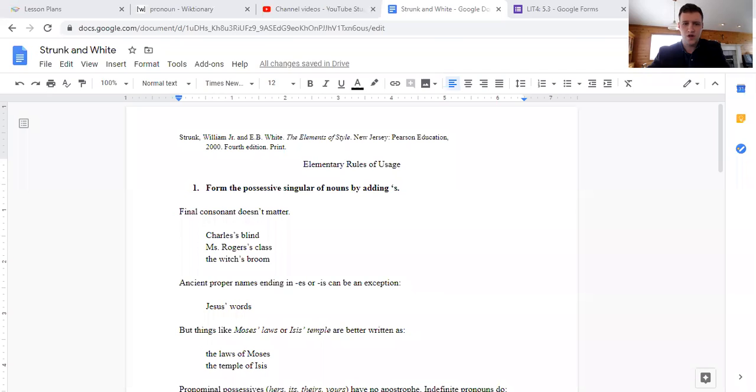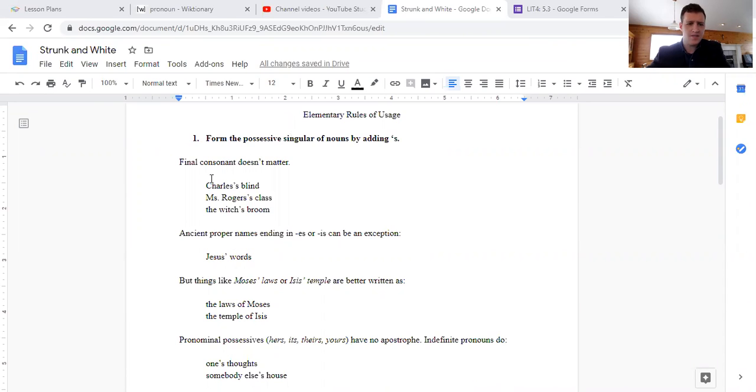And the way the book is set up is rules of usage and then rules for style, or matters of style. And usage is more strictly speaking grammar, the way you normally think about it. So that's what we're going to start with. Okay, and so I'm going to go through Strunk and White's rules 1 and 2 here today, and then the homework will be some questions regarding these.